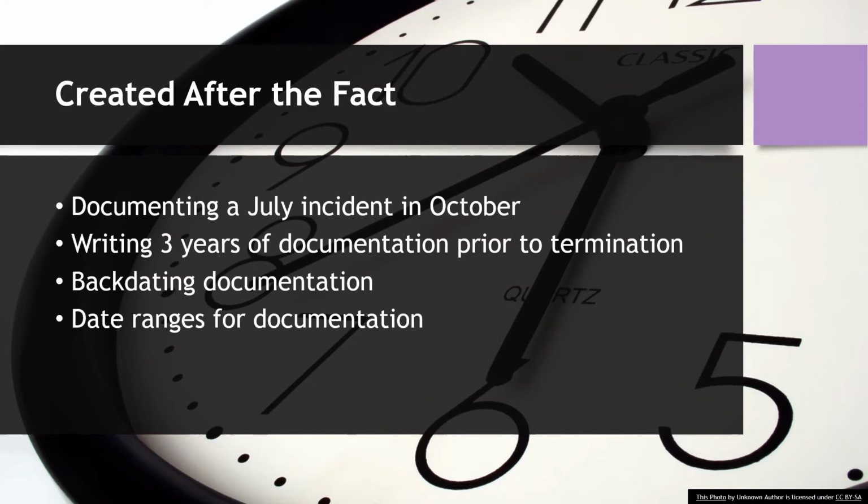So here's another mistake that we struggle with: documents that are created after the fact. So documenting a July incident in October. Many questions will come up around this. Documentation that's created at the time of the incident is usually accepted as genuine. The longer the time from the incident to the documentation, the less genuine it will appear. So if there's 3 months between when the incident happened and when it's documented, all kinds of questions come up.